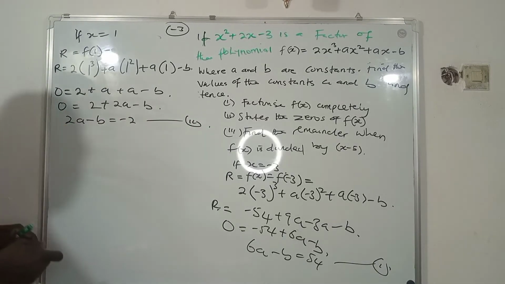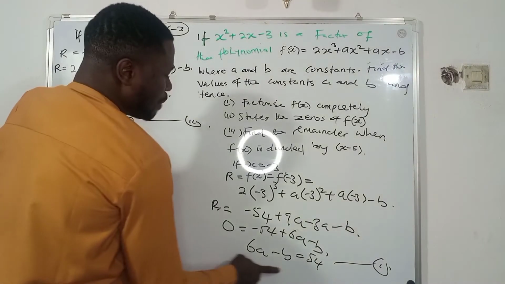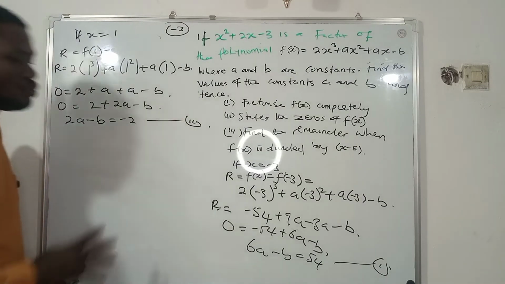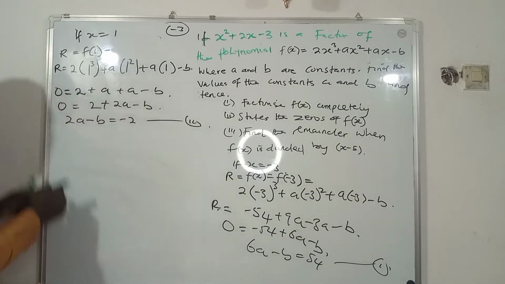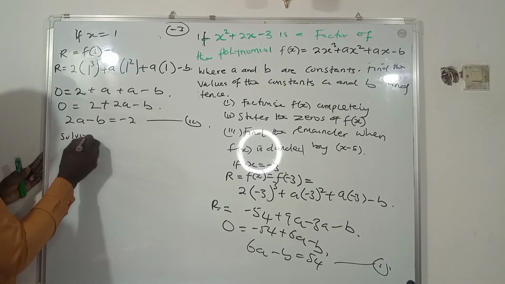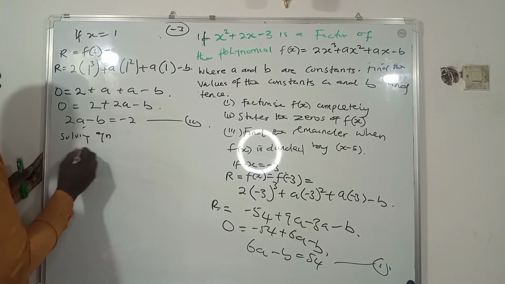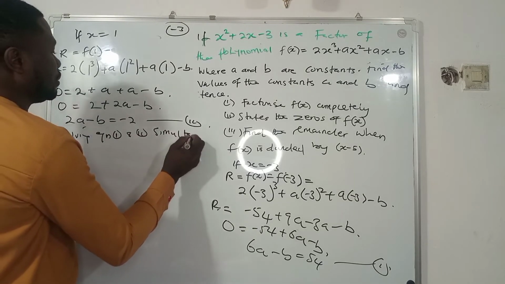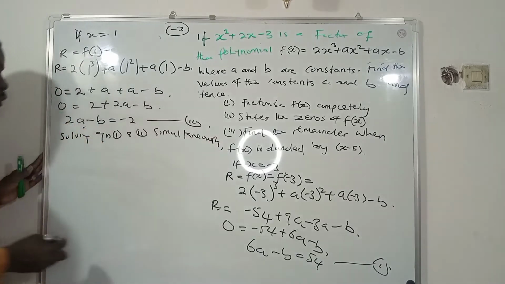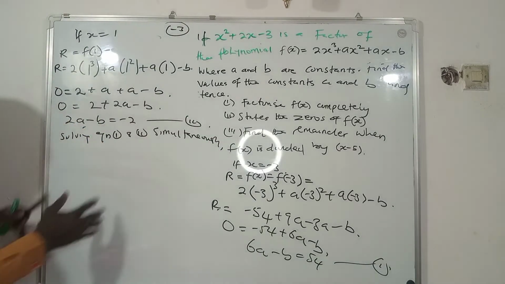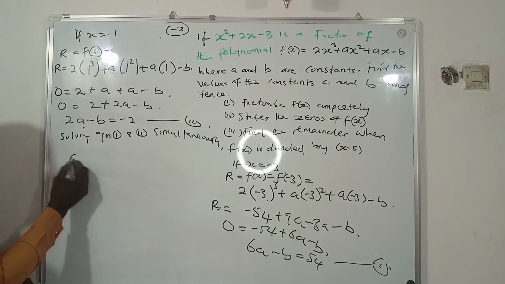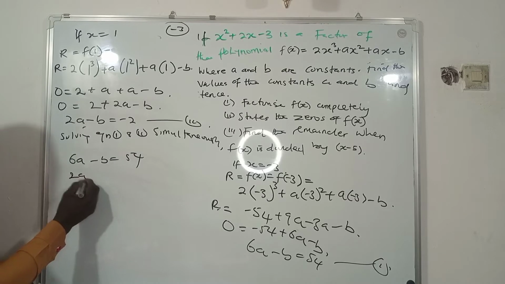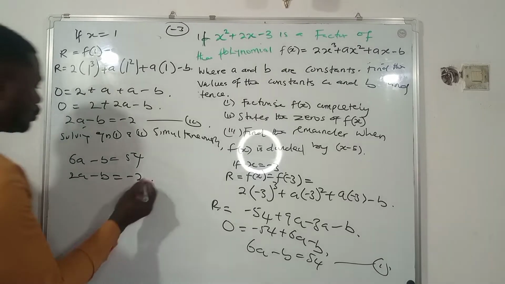So we've gotten two equations here. We have equation 1, which is 6a minus b equal to 54. And then we have equation 2, which is 2a minus b equal to minus 2. So we will now solve these equations simultaneously. If you want to solve equation 1 and equation 2 simultaneously, let me bring them down. Equation 1 is 6a minus b equal to 54. Equation 2 is 2a minus b equal to minus 2.